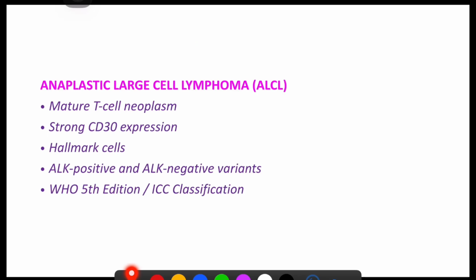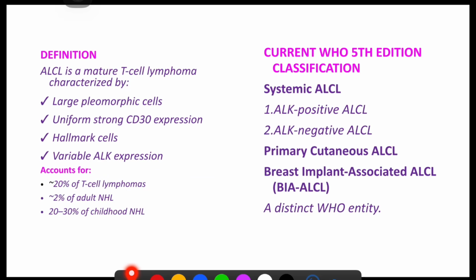Now it is a T cell neoplasm, strong CD30 expression, and by definition this ALCL is a T cell lymphoma having large pleomorphic cells, CD30 strong expression, hallmark cell, ALK expression, and it accounts for around 20% of T cell lymphoma, 2% of adult NHL, 20 to 30% of childhood NHL.